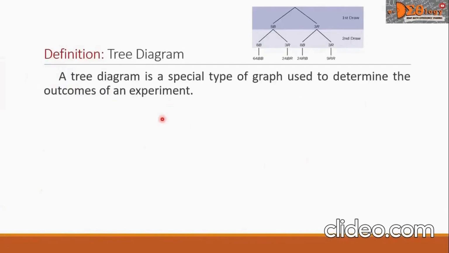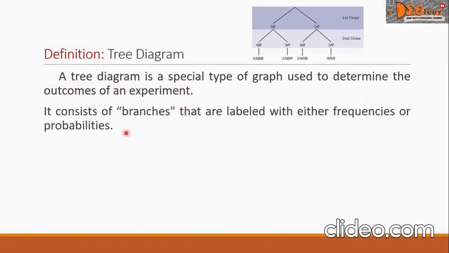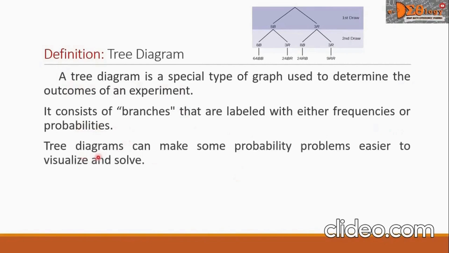First, let us define tree diagram. A tree diagram is a special type of graph used to determine the outcomes of an experiment. It consists of branches that are labeled with either frequencies or probabilities. Tree diagrams can make some probability problems easier to visualize and solve.